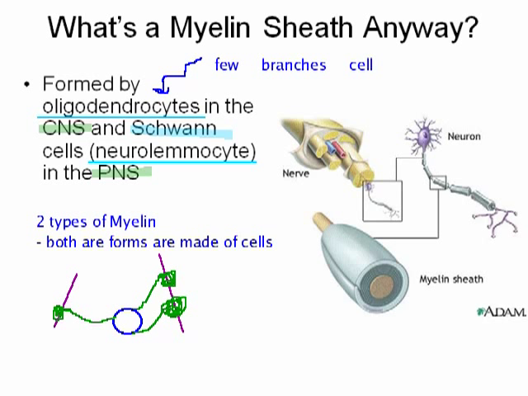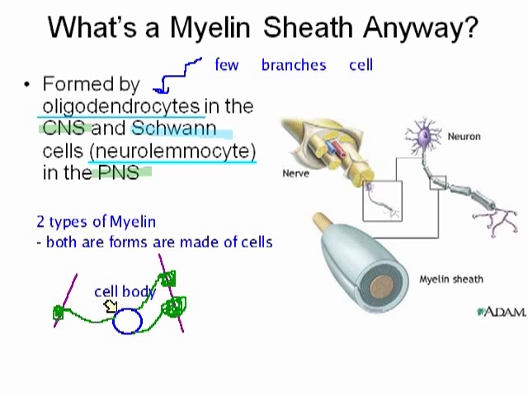Now, let me be perfectly clear. That blue structure right there is the cell body. So notice with an oligodendrocyte, the cell body is separate from the myelin that's being placed on the axon.